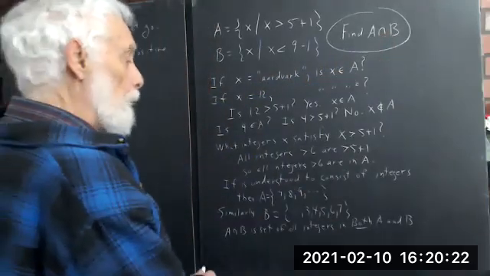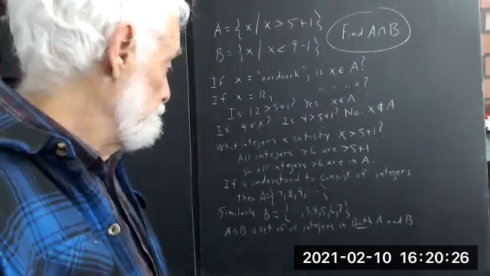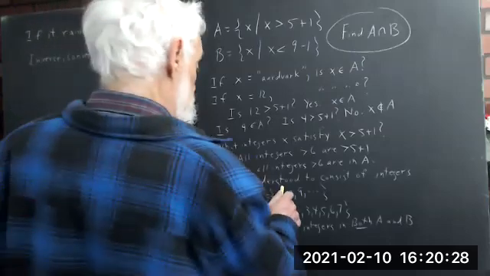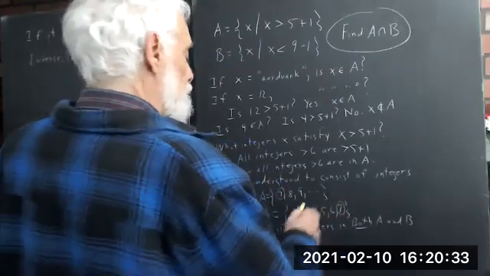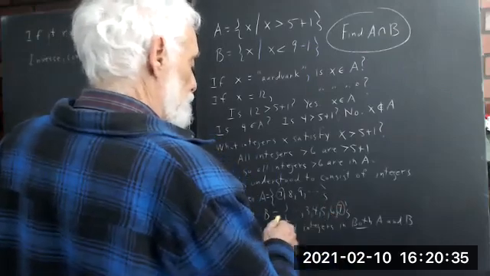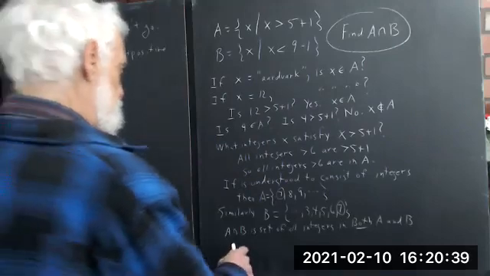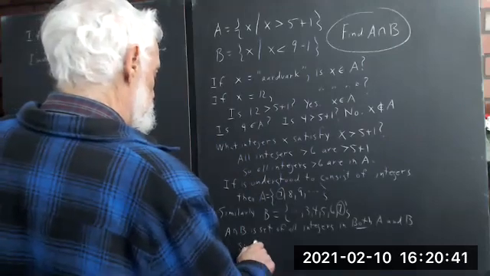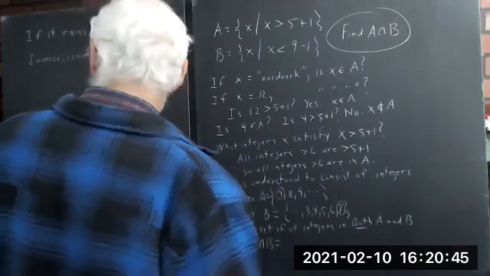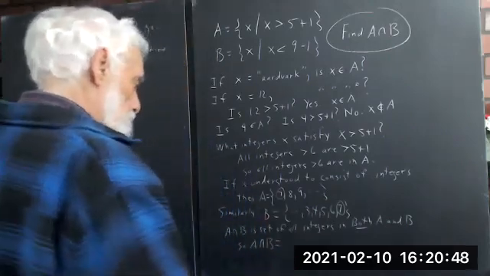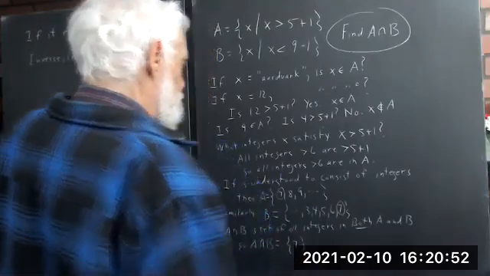Now, what integers are in both A and B? Well, it seems to me that 7's about it. 7's in A, 7's in B, and there's nothing here that's in B and nothing here that's in A. So A intersection B is simply the set consisting of 7.